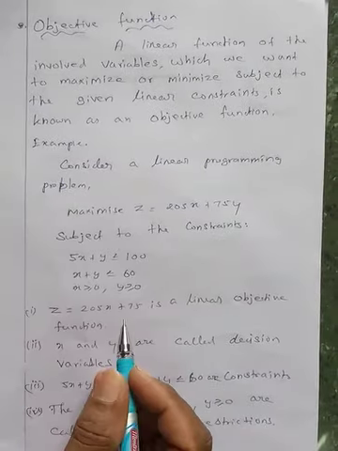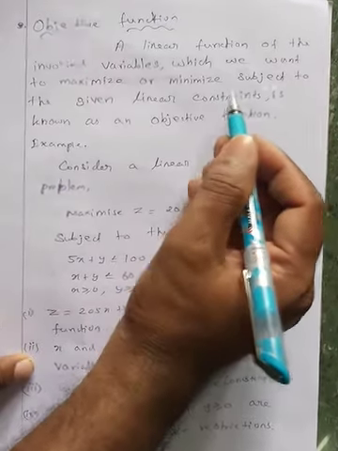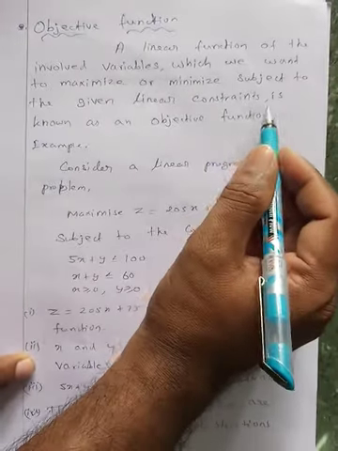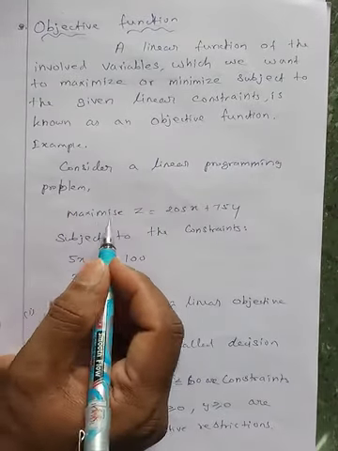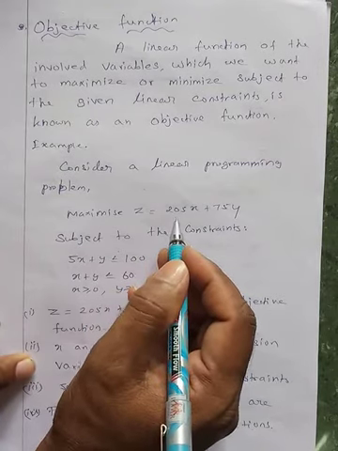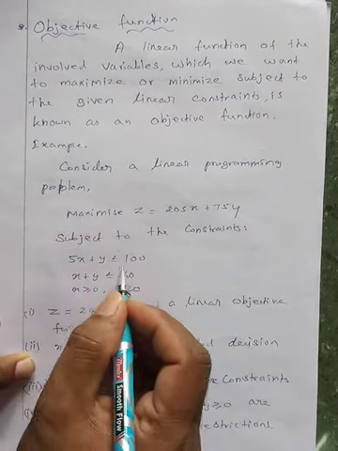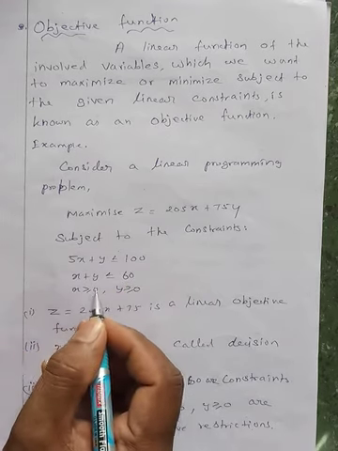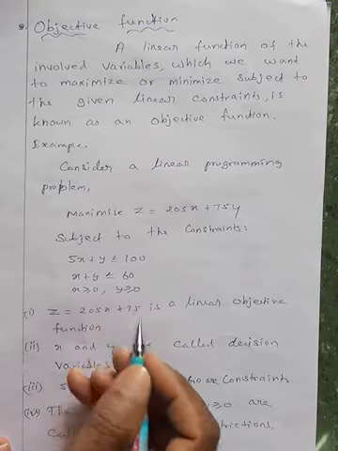Objective function. A linear function of the involved variables which we want to maximize or minimize subject to the given linear constraints is known as an objective function. Example: consider a linear programming problem. Maximize z equals 205x plus 75y subject to the constraints 5x plus y less than or equal to 100, x plus y less than or equal to 60, and x greater than or equal to 0, y greater than or equal to 0.